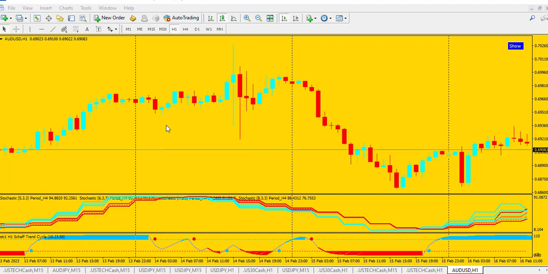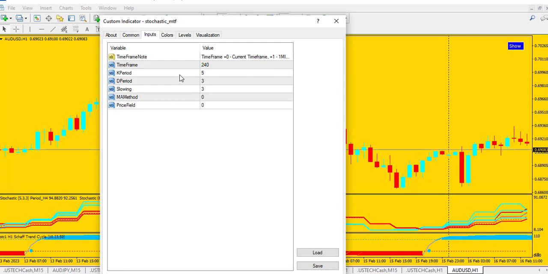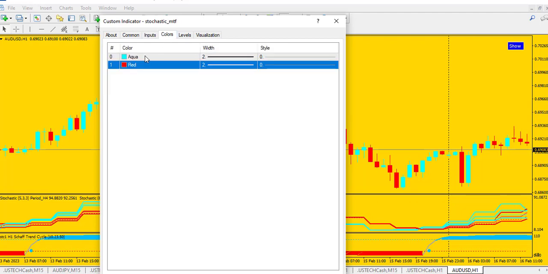Now let me show you what the indicator is made up of and how to use it. So the symbol changer indicator, there's no need to explain that. Here is this particular indicator, under custom indicators, this stochastic multi-time frame, and this is what you need to change. The first thing, the time frame, you are going to use 240, and the K period is 5, D period is 5, slowing is 3, then MA method is 0, and price field is 0 also. And this is the color I use, aqua color and red. So this is how to set up this indicator.